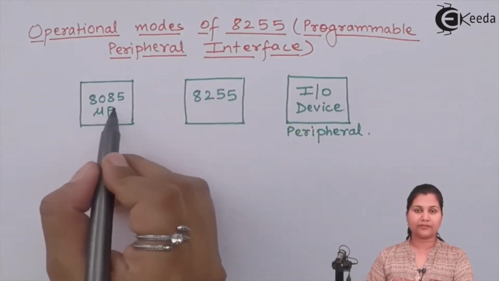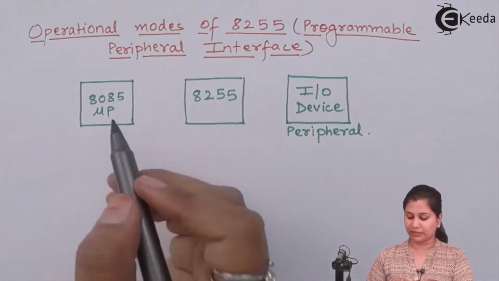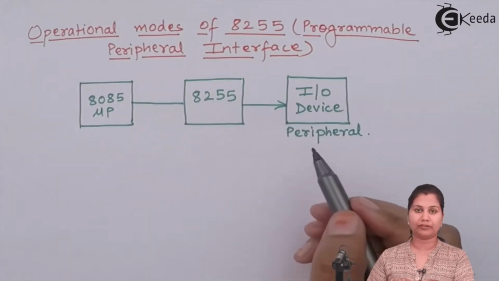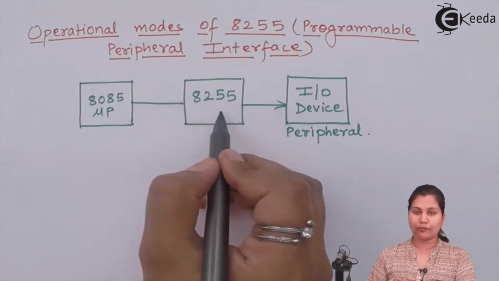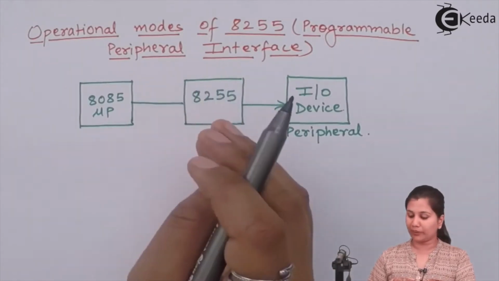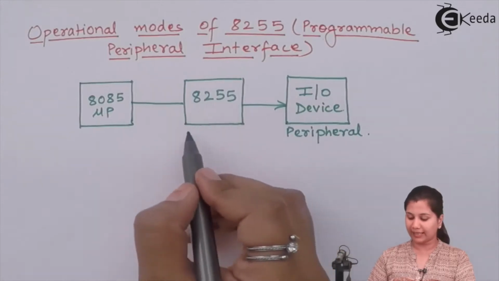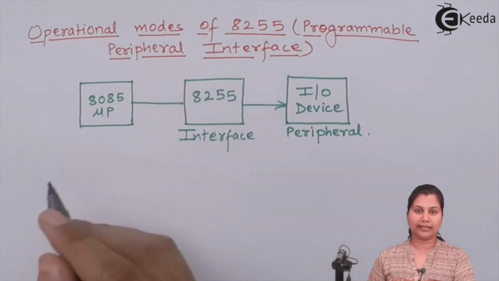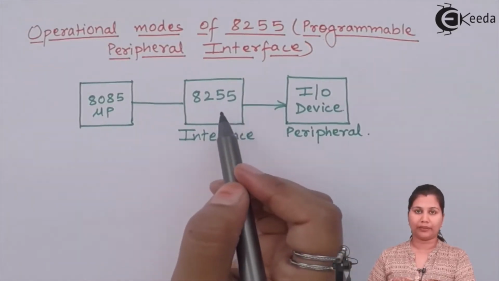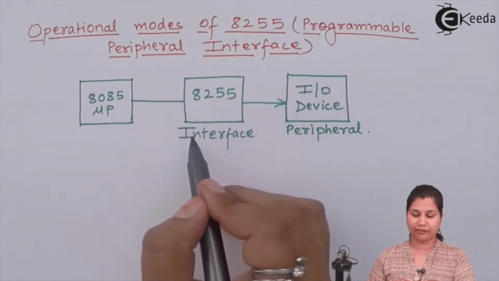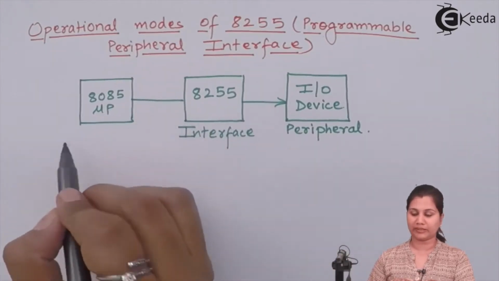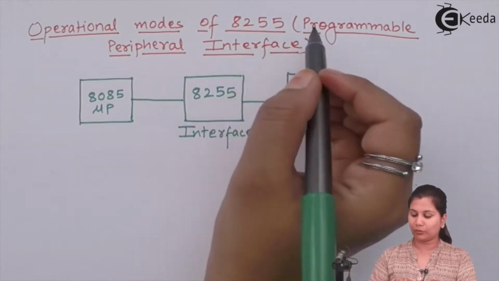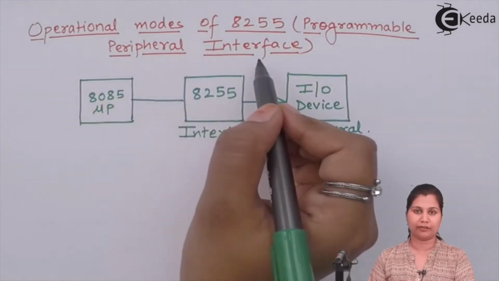So when the 8085 microprocessor, or any microprocessor, wants to communicate with an input output device, or a peripheral device, then the 8255 is connected between them. So 8255 is acting as an interface. An interface is a communication link between two components. So it is acting as an interface between the 8085 microprocessor and the input output device or peripheral device. That is why it is known as a programmable peripheral interface.